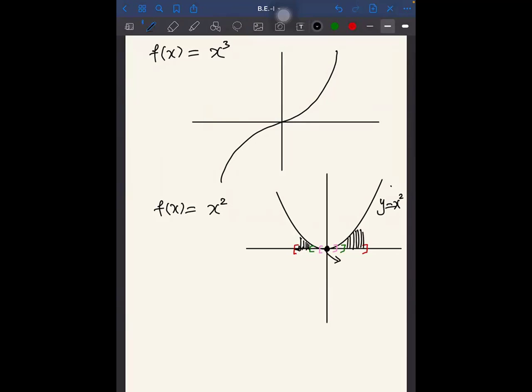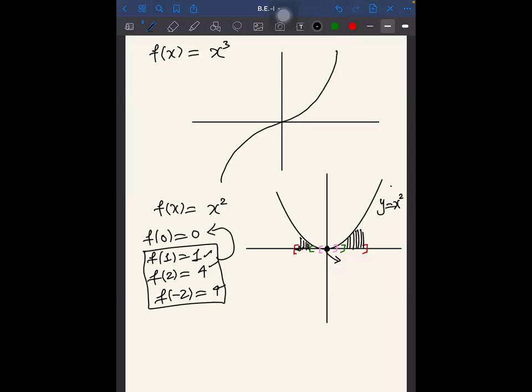Yes, sir. So what is your f of 0? It is 0, right? But if you take f of 1, it is 1. If you take f of 2, it is 4. If you take f of minus 2, it is again 4. So all those values, 1, 4, 4, are greater than 0, right? Are you with me on this?